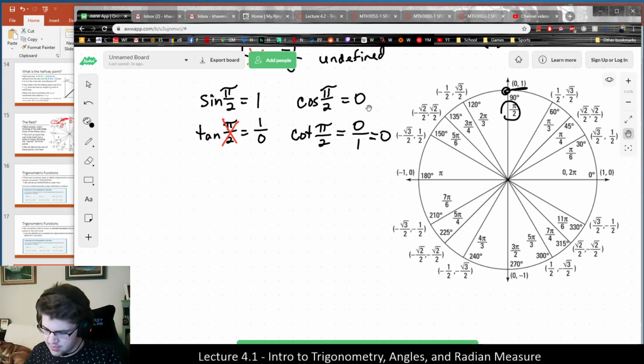Now for secant and cosecant, the last of the 6 trigonometric functions. Yes, let me redo that.